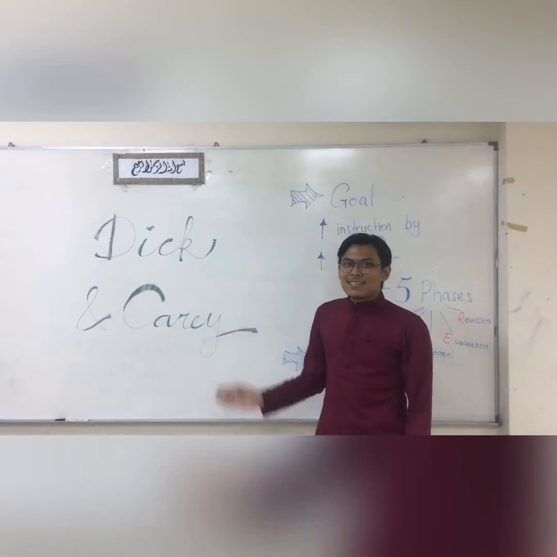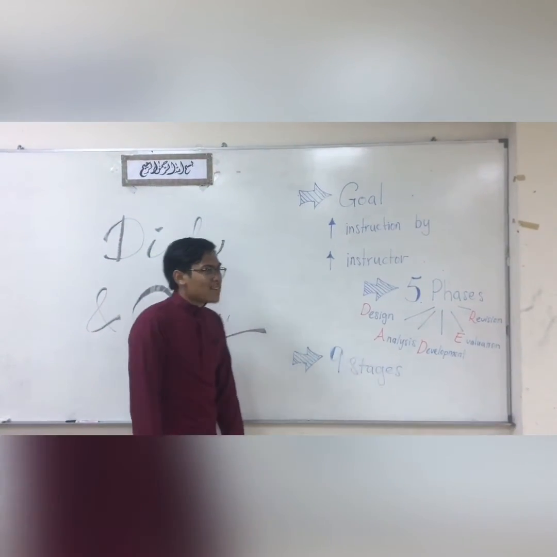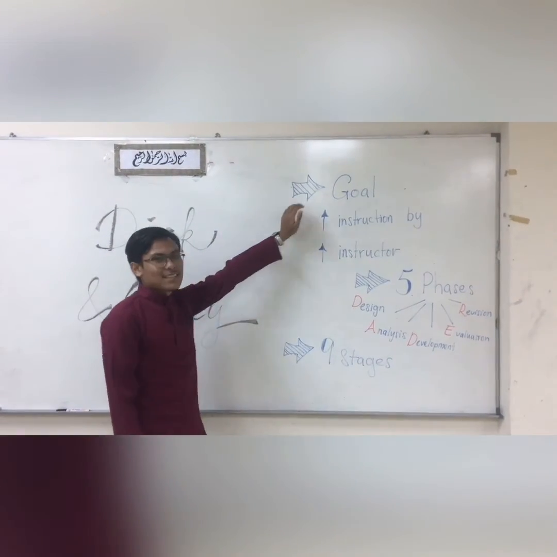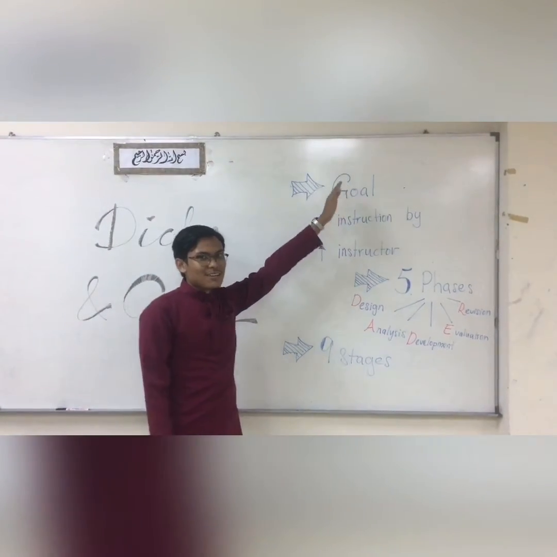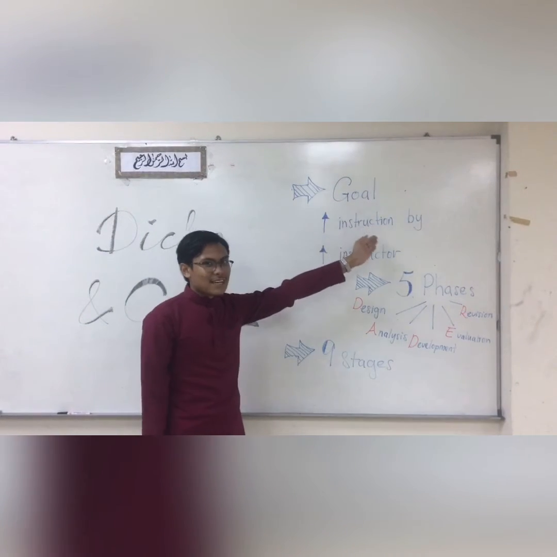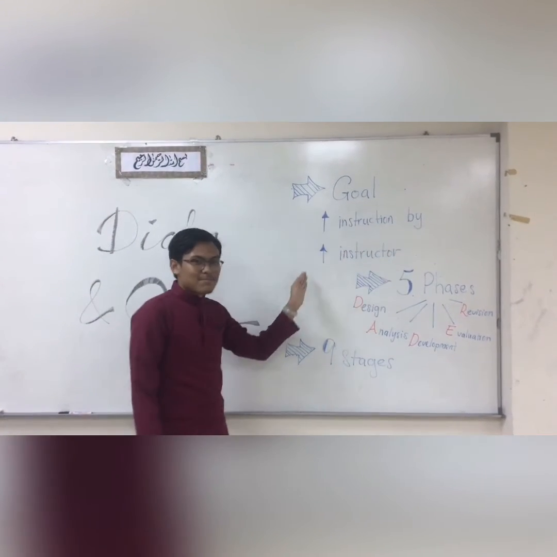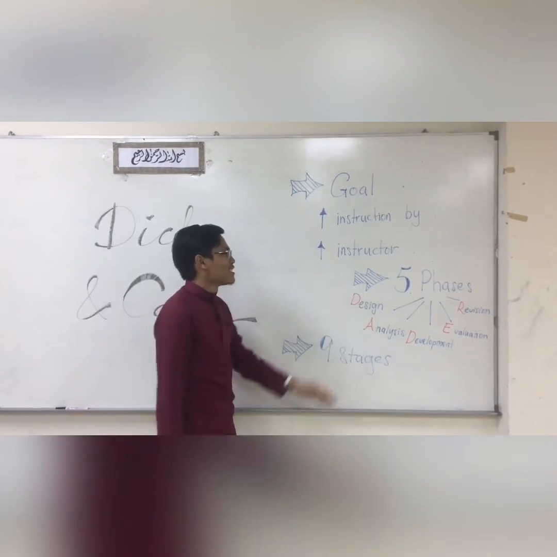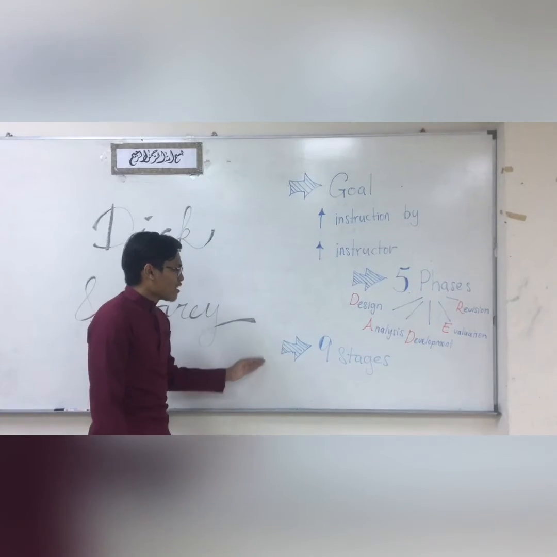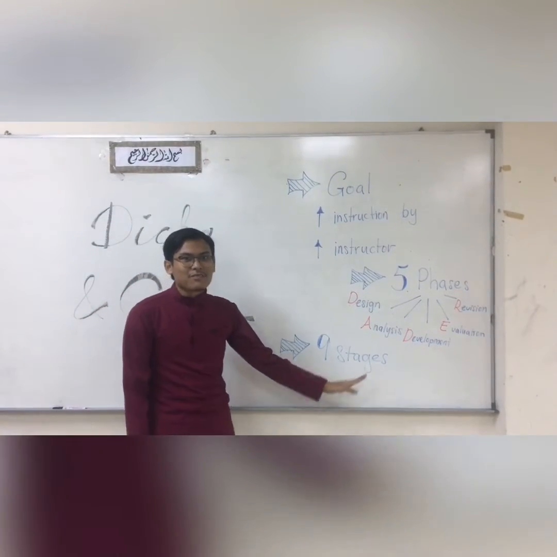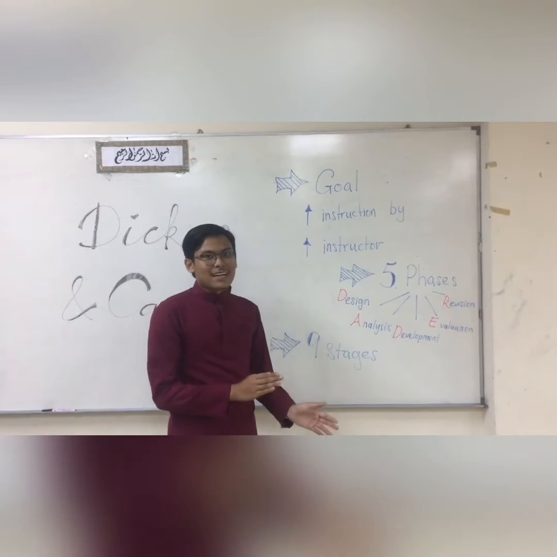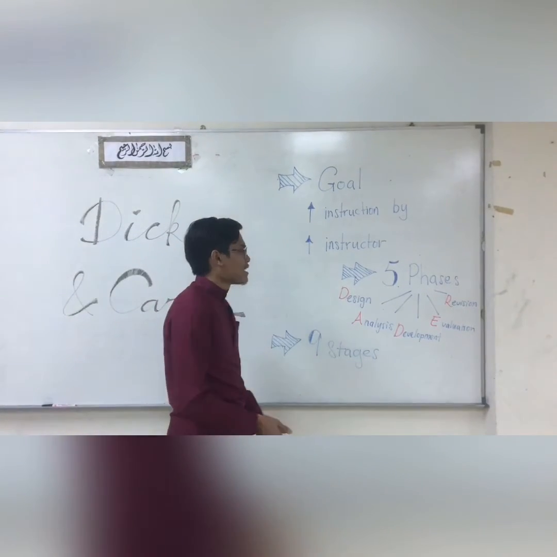Dick and Carey model. Alright, so a little bit of introduction of what it is. First, it has a goal. The goal of the Dick and Carey model is to improve instruction by improving the instructor. The second is that it has a total of 9 stages of designing an instruction, which will be discussed later by all of our members.